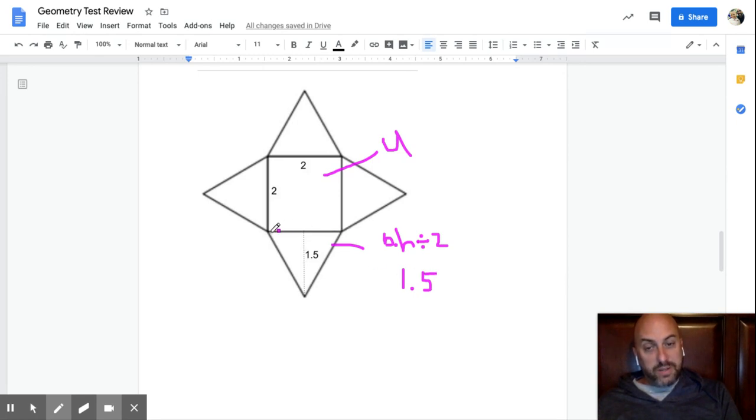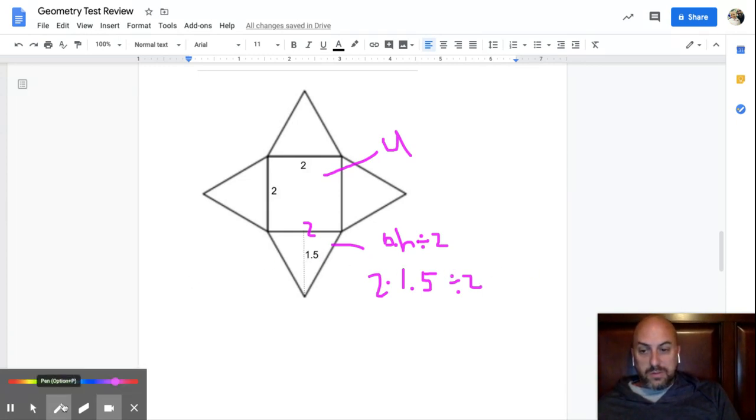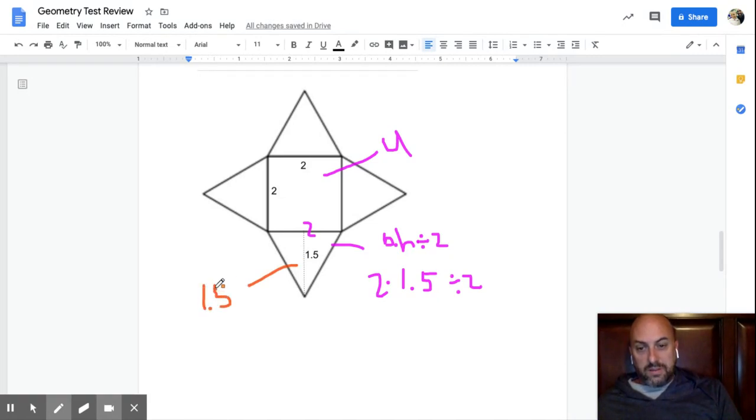You may go, well, it doesn't give me the base, but it does. See, this is a square. So if this is 2, this is also 2. So my base is 2, and then all of that divided by 2. So 2 times 1.5 divided by 2 is 1.5. So the area of just this one right here is 1.5. Now, it just worked out that way this time. Okay, it doesn't always work out that it's going to be the same there.